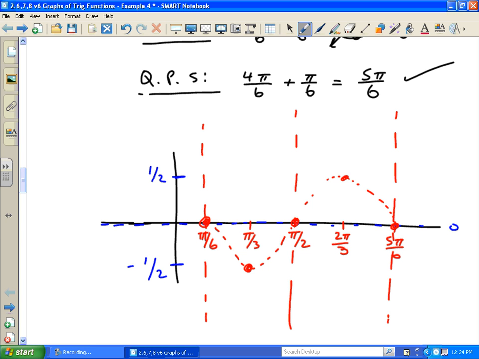Once you have the asymptotes in your guide function, you can then go and actually graph the cosecant function. Okay, the graph in black is the cosecant function. All right, this concludes the example of graphing trig functions.